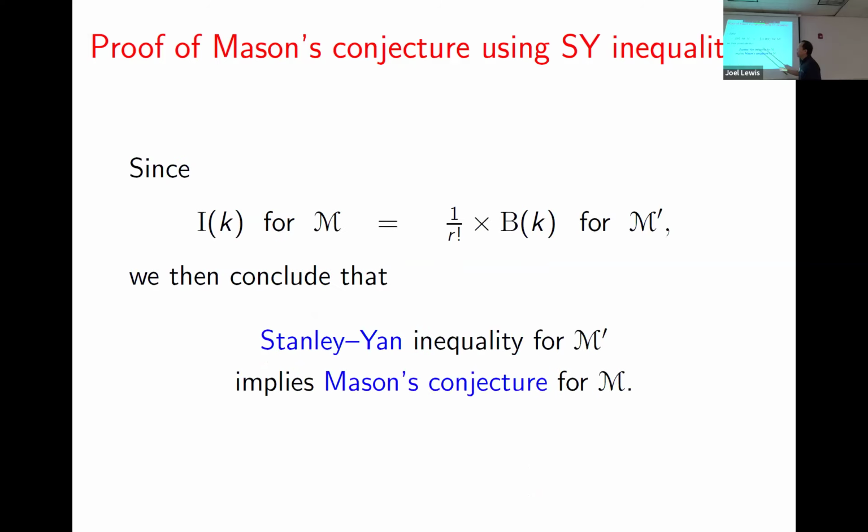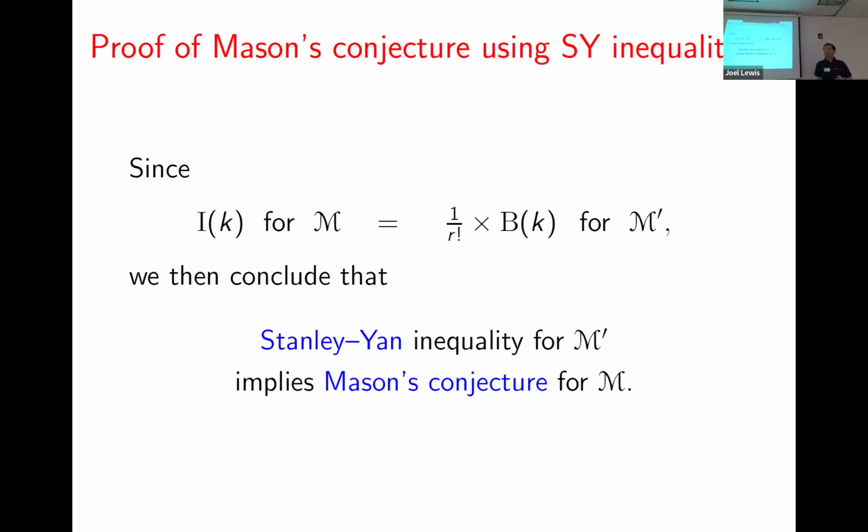On the other hand, by the Stanleyan inequality, we already know that this Bk is log-concave, right? And therefore it follows as a special case that this Ik is also log-concave. And that proves Mason's conjecture. So this is a three-slide proof, or if you write it in a paper, depending on the margin, a one-paragraph proof of Mason's conjecture.